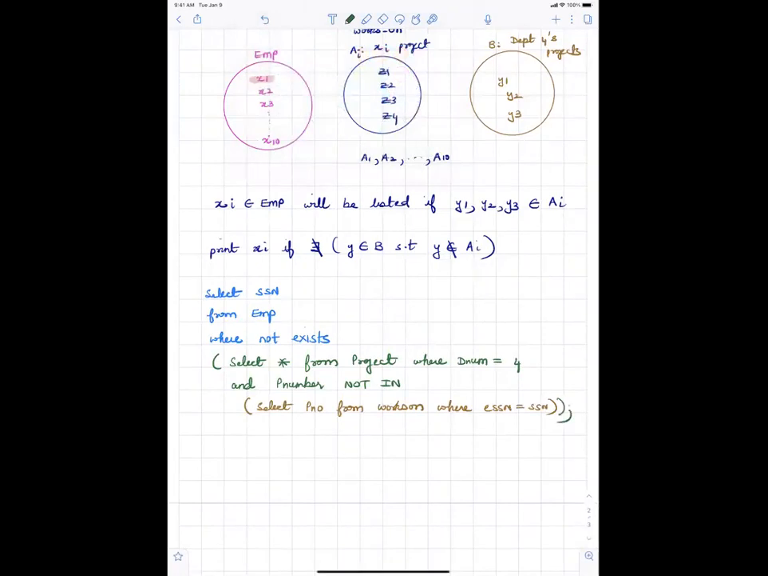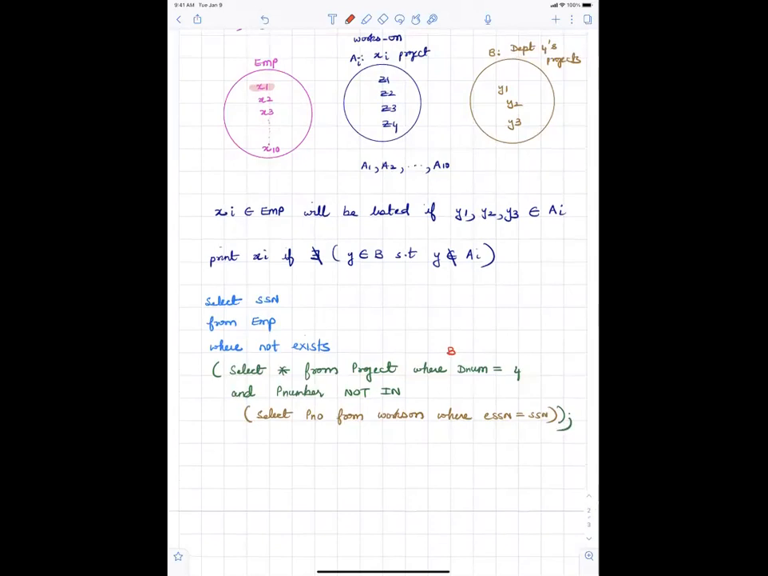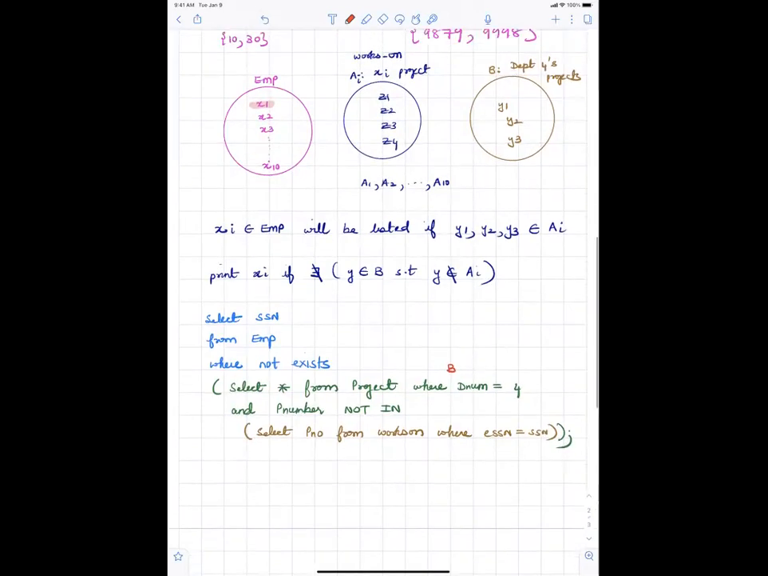Okay, so this is the query. And the only way you really understand this query is if you look at this. This green part out here is the set B, the select star from project where Dnumber is equal to 4. So this is referring to set B, and Pnumber not in is this part. So this is the set Ai. Just take a look at it and see if you understood this.